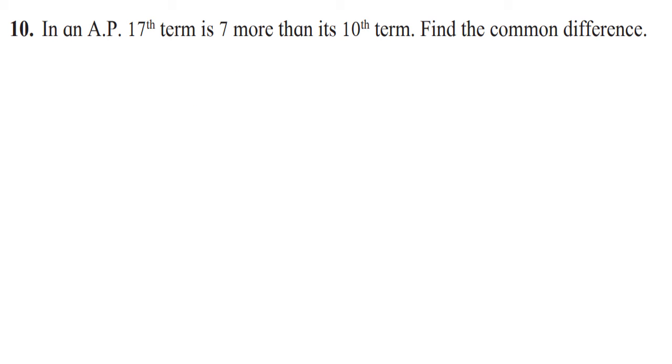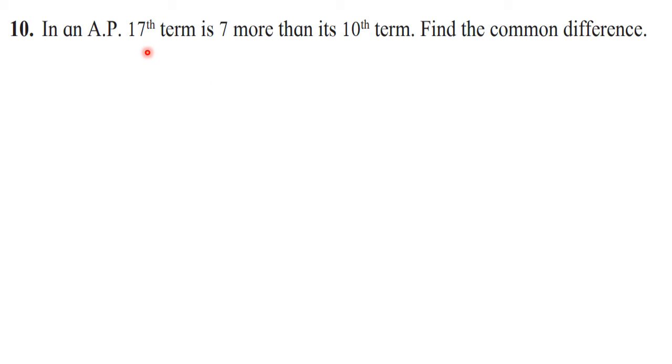Question number 10 here. In an AP, 17th term is 7 more than its 10th term. Find the common difference. Okay. So now here also the AP is not given, but some other things are given and we have to find out the common difference. So as I have said, after reading the question, you have to write down what is given to you and what you want to find.